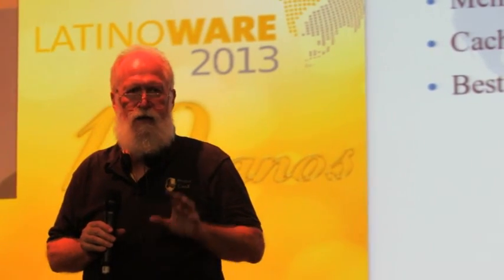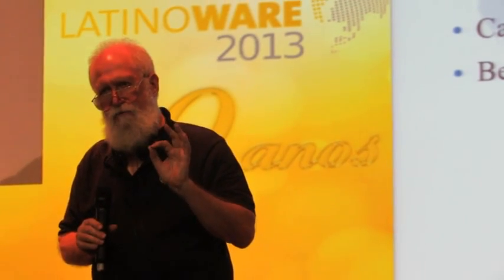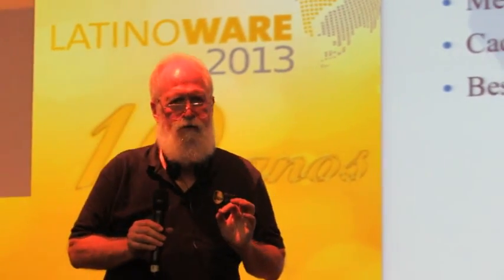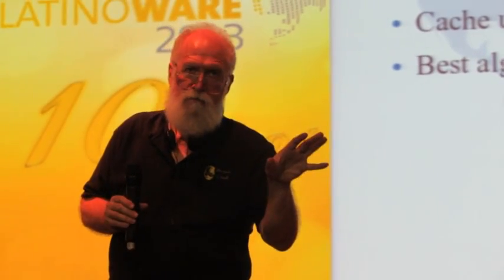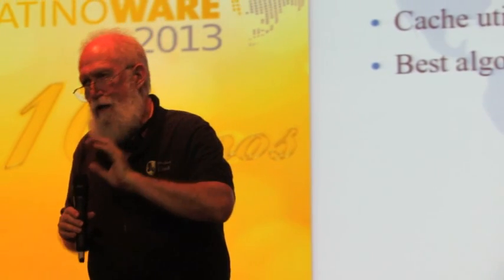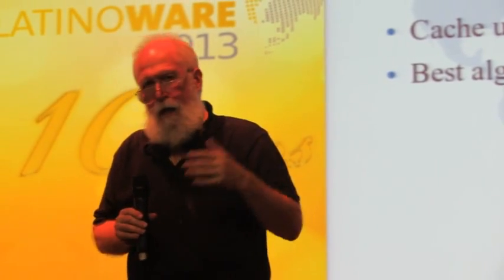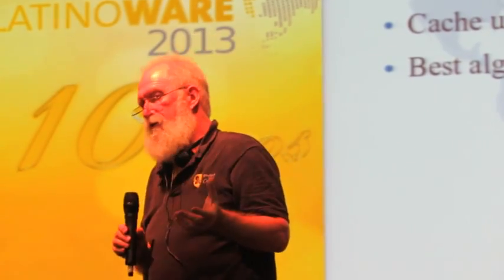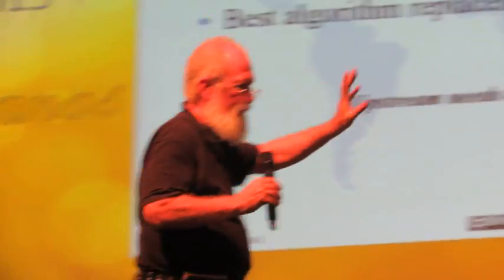Cache utilization. How do you utilize the cache of the machine to make your system run faster? And finally, the best algorithm replacement. Can you find a new algorithm or an algorithm somebody didn't think of to make the whole process run faster? And we want whatever changes you make to be acceptable to the upstream developer or maintainer of this program. So you would have to work with them.